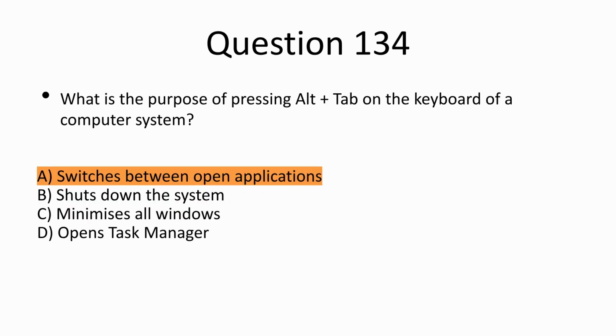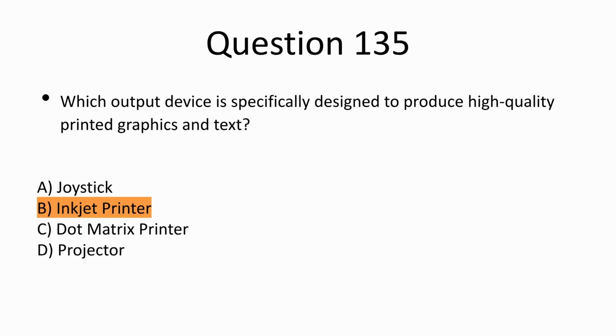Finally, question 134. What is the purpose of pressing Alt plus Tab on the keyboard? Pressing Alt plus Tab, A, switches between open applications. Question 135 asks, which output device is specifically designed to produce high-quality printed graphics and text? The correct answer is B, inkjet printer.